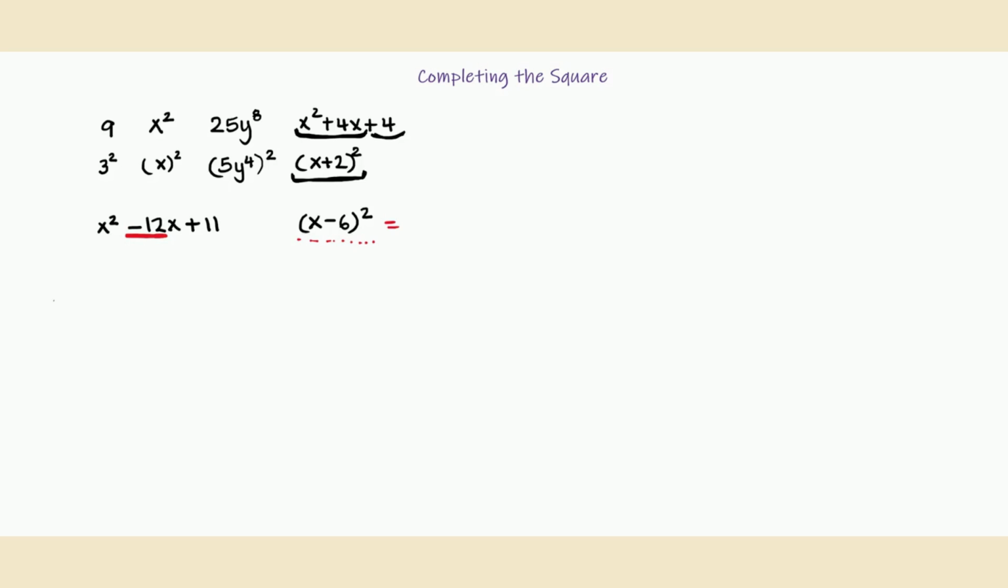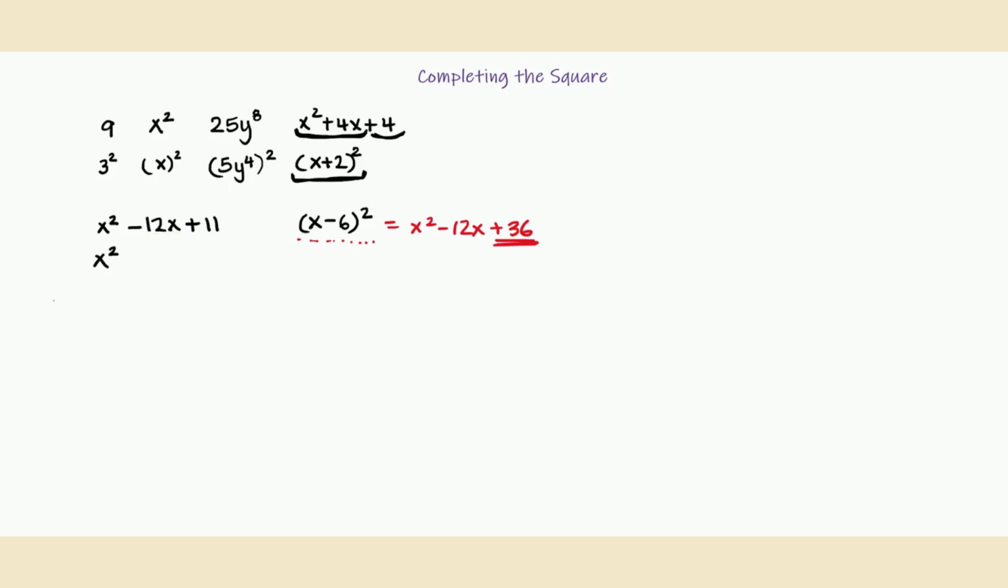Now, I want us to keep in mind that x minus 6 squared is x squared minus 12x plus 36 when multiplied. So then, if I have the part of the polynomial x squared minus 12x, what I need to complete the square is actually just 36. But I have 11. So what I will do in this case is just add in 36 so that I'm able to complete the square.